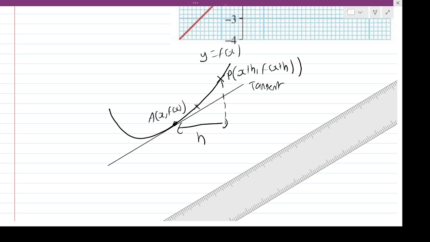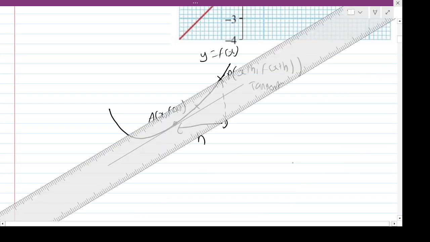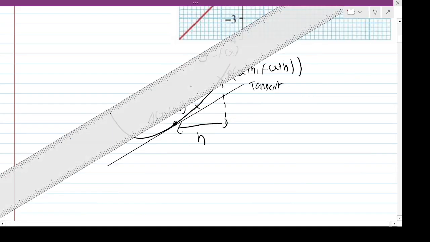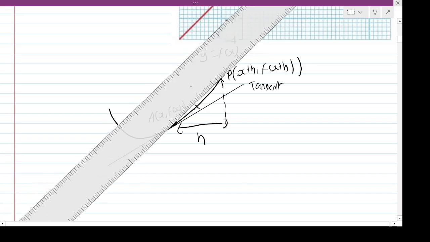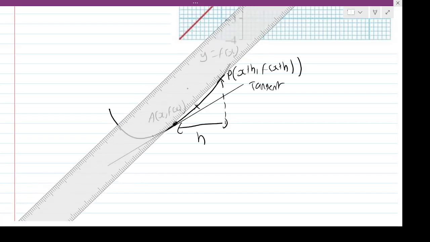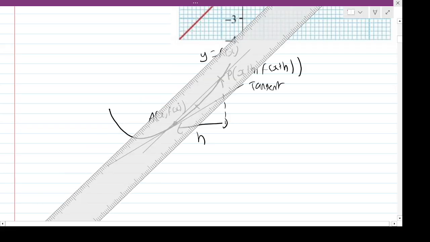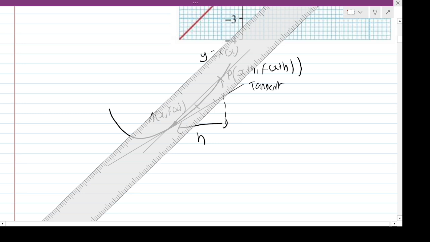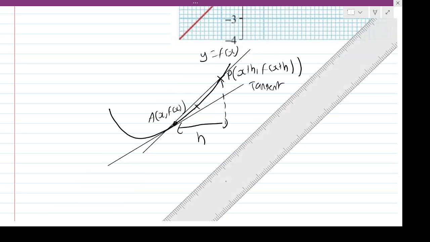So hopefully you can see that this idea of h is basically the difference or the gap between point A and point P. We get these coordinates. Then we're going to do the same idea and consider the gradient between A and P. If we were to do that, it would look something like this. But obviously we're not quite there yet. It's not matching my tangent. You can see the two lines I've drawn aren't really matching the gradient, but that's okay at the moment.